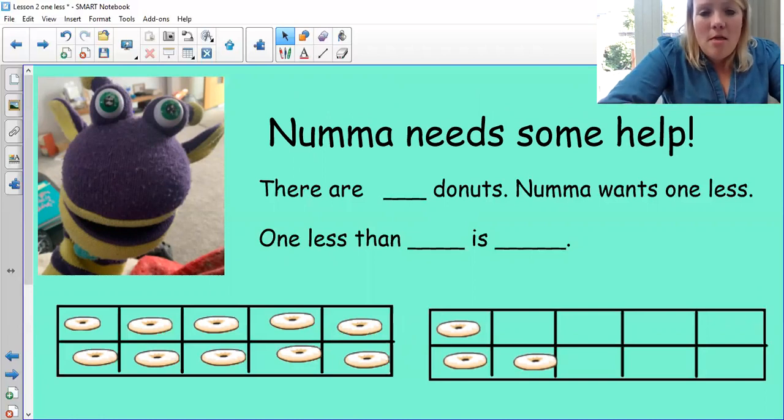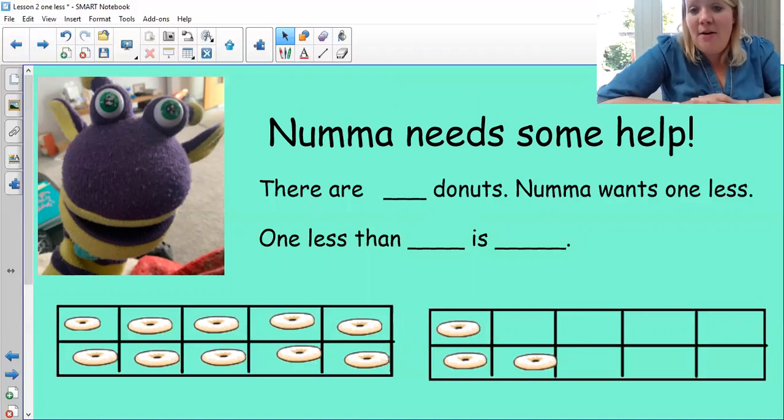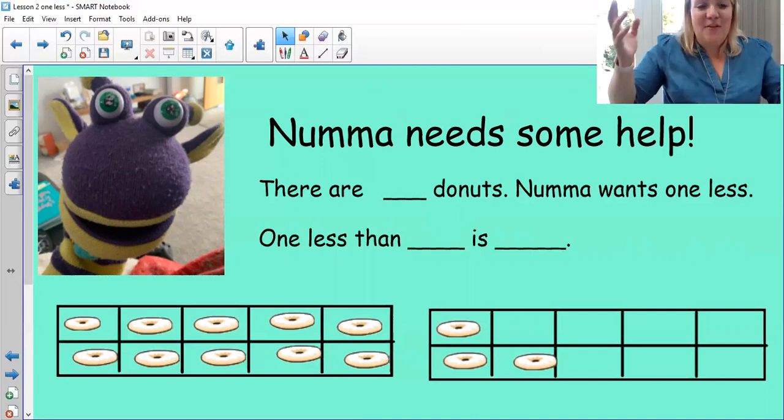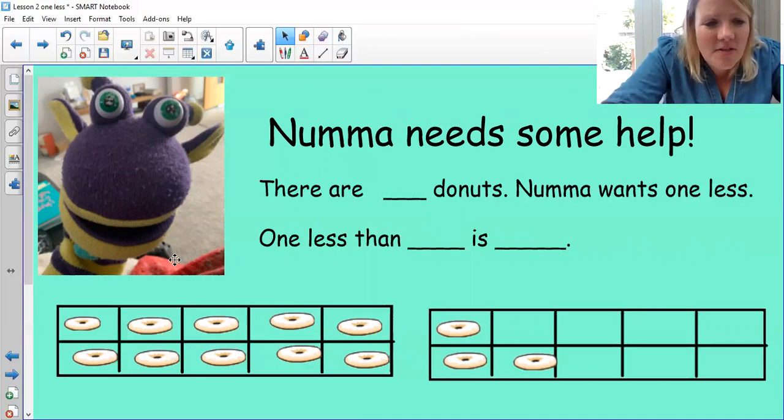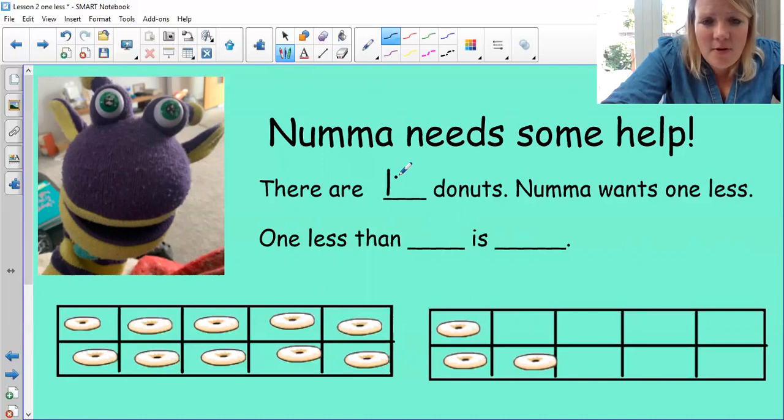Nama needs some help. There are blank donuts. So we don't know how many donuts there are. Nama wants 1 less. 1 less than is, so we've got to fill in those missing blanks. What's the first thing you think we have to do? Tell me. Excellent. The first thing we have to do is count how many donuts there are. So I'm going to go down to my 10 frame. I'm going to count 1, 2, 3, 4, 5, 6, 7, 8, 9, 10, 11, 12, and one more is 13. So there are 13 donuts, and I can hear some of you shouting at me.